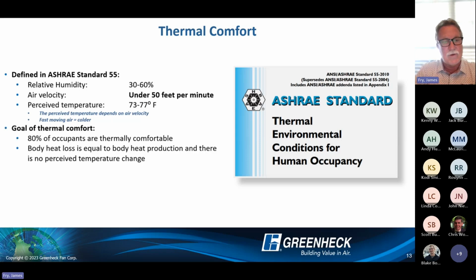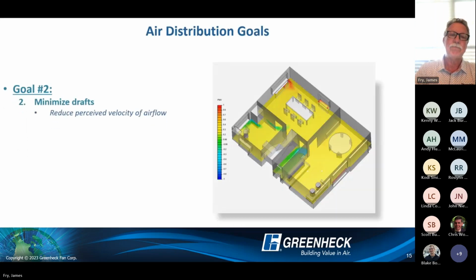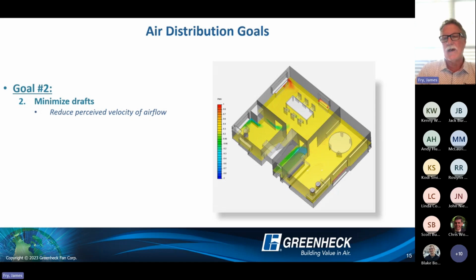A goal of our thermal comfort is that we're typically satisfying 80% of the occupants. It's hard to make sure that everybody's satisfied. So there are certain products that we offer that can help distribute the air or vary the air in areas where that other 20% is uncomfortable. Minimizing drafts means knowing your room, knowing your layout. You've got your vestibules, you've got windows, you've got through-the-wall units, things that we want to take care of as far as drafts are concerned. So we want to reduce the perceived velocity of airflow.